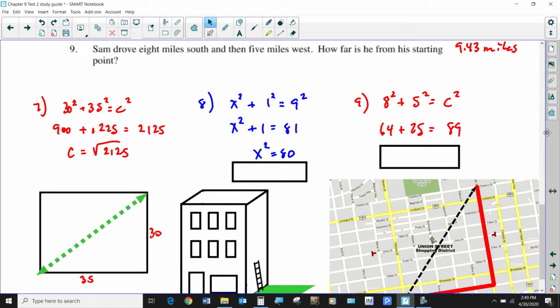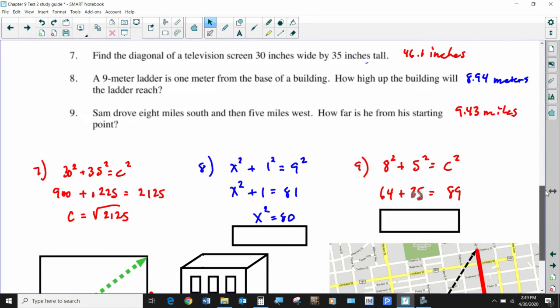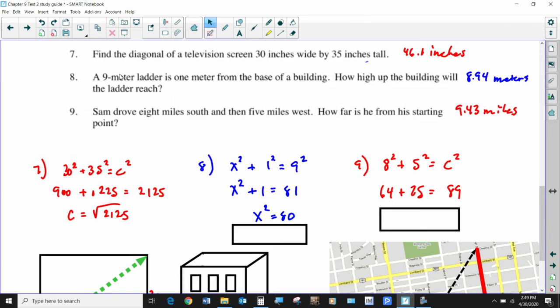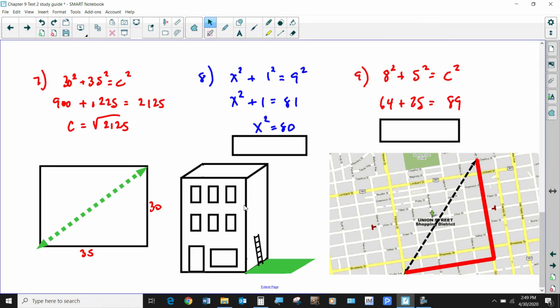So we've got the answers up here. A 9-meter ladder is 1 meter from the base of a building. Okay, so let's take a look at what that would be. Here's my lovely building. There's my 9-meter ladder, which represents a hypotenuse, right? Since the building is perpendicular to the ground, and the distance it is from the ground is 1 meter. So you're going to take this 9 squared minus 1 squared is going to give you 8 squared.